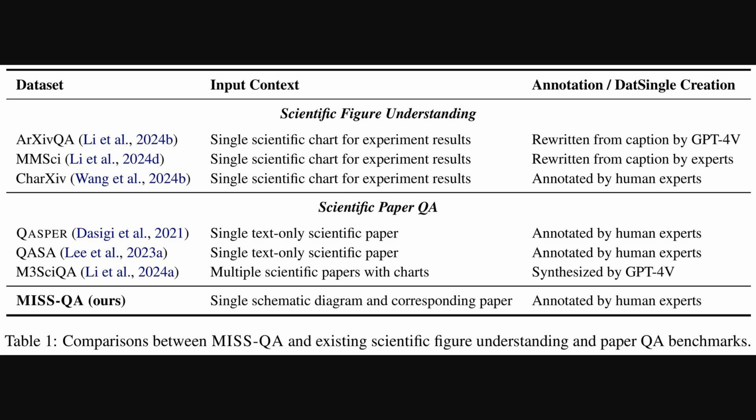Moving on, this next table really clarifies what makes the MIS-QA benchmark so unique. It compares MIS-QA against other existing datasets for scientific understanding. You can see other benchmarks focus either on simple charts of experimental results or on text-only papers. But MIS-QA is different. It's the first one to use a schematic diagram, which is a kind of conceptual map or flowchart showing a system's design, and the full paper text as the input. This combination tests a much deeper, more holistic kind of understanding, which is why it's such a challenging task.